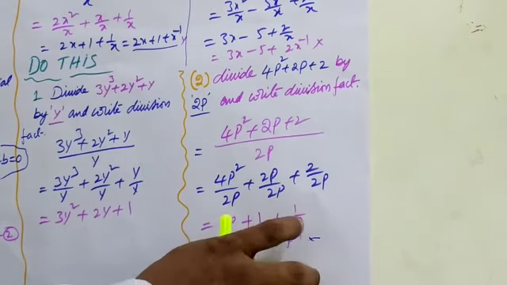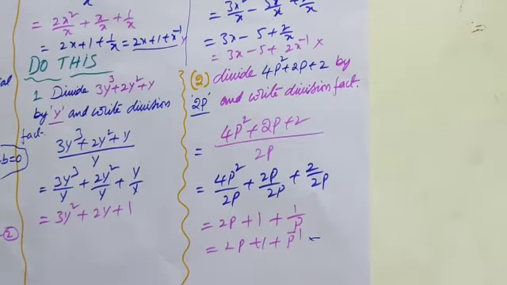The p in the denominator changes to the numerator. That means the power will be changed. Therefore, p power minus 1. This is not a polynomial. See, this is right. Go to another example.